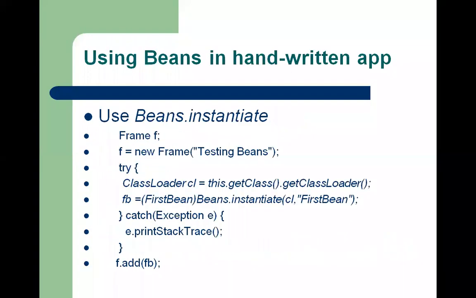How do we use a bean in a handwritten application? This is the way to define a bean in a handwritten application. We just define a frame. In this frame we start our try-catch block, and we define a class loader. In this we get a class. That class should be instantiated as FirstBean, and that's it. And we have a stack just to add onto this frame.